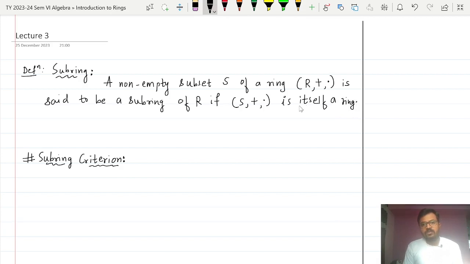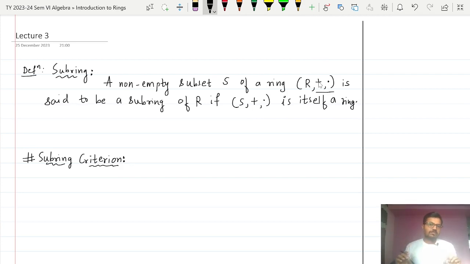Okay, this is how you can write, or you can directly write: a non-empty subset S of a ring R is said to be a subring of R if S itself is a ring under the binary operations of R. In that case you are not supposed to write this plus and dot. Instead of this you can simply write R, and instead of this you can write S, and then you can complete it with: if S is itself a ring under the binary operations of R. That will also work, but here we have already mentioned the binary operations, so no need of saying that statement ahead.